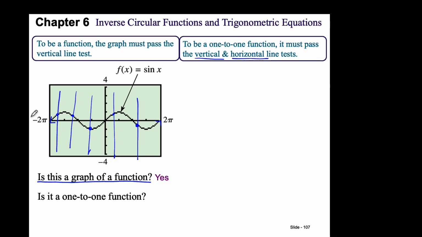Well, I've got a counterexample right here. This horizontal line that I'm drawing touches our function there, again there, again there, and it would actually continue to intercept the graph of sine of x infinitely many times. So the answer to the question, is it a one-to-one function, is no, because as soon as you can draw a horizontal line that intercepts the function more than once, it is not a one-to-one function.